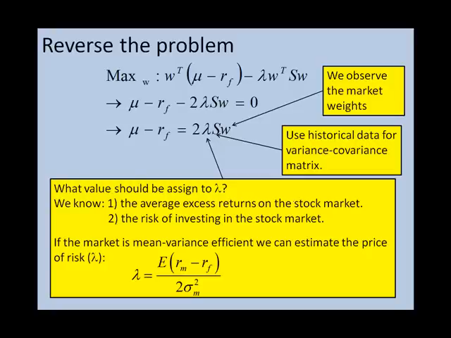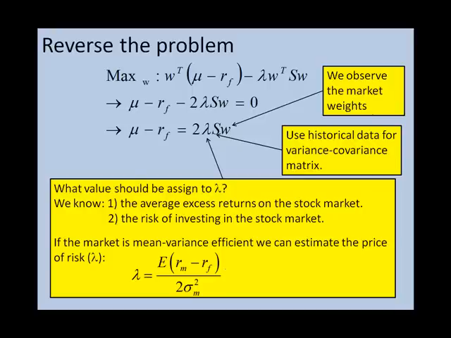Now, how do we extract a value for lambda? Well, we know what the average excess returns on the stock market are, and we know the risk from investing in the stock market. And if the market is mean variance efficient, we can estimate the price of risk lambda using the following formula.